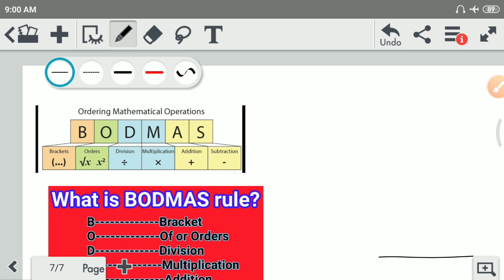So how will you use this one? Whenever you are solving a question in BODMAS format, first you have to see which one you will solve. First preference goes to the bracket. Concentrate on the bracket. When you finish it, then you go for of, meaning order. If it is there, you do it, otherwise you go to the next one, that is division. Then multiplication, then addition, then subtraction. Like that you do this question.